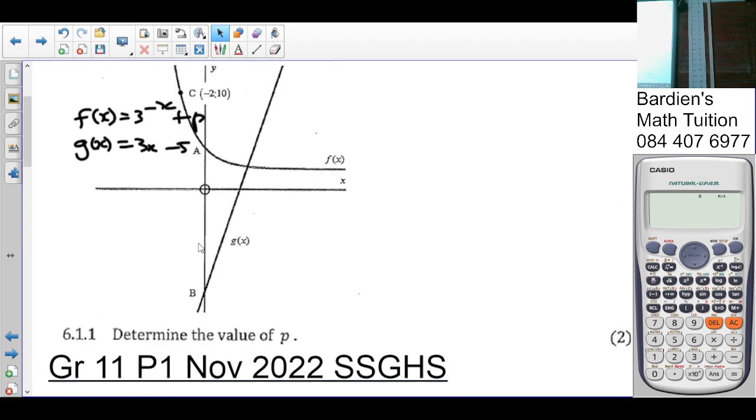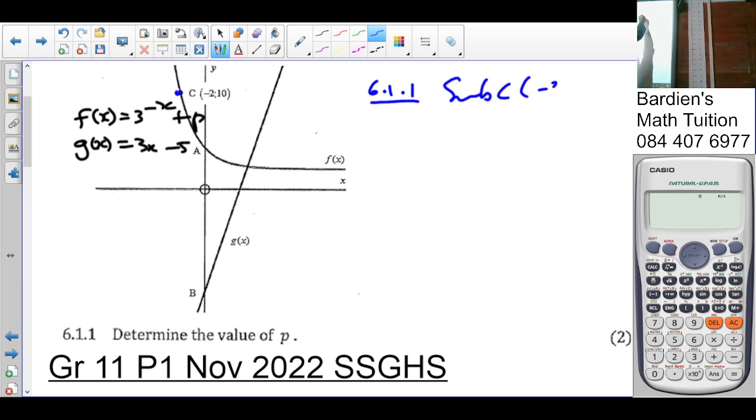The first question in the sum was 6.1.1. It says determine the value of p. As you can see, there's one unknown in that equation, which is p. So I need one point on this graph, which I do have, which is C. We're going to substitute C, which is (-2; 10), into f of x. You don't have to write this, but remember that's the x and the y.